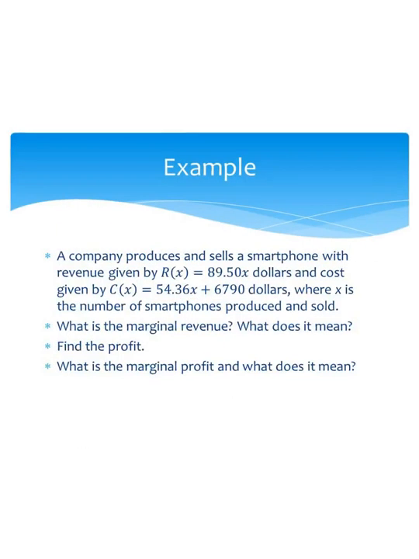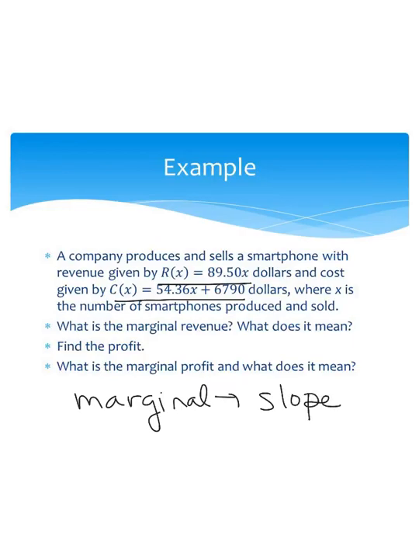Here's another one. A company produces and sells a smartphone with a revenue function given here and a cost function that's given here, where x is the number of smartphones produced and sold. What is the marginal revenue? Well, marginal revenue, or marginal, is another fancy word for slope. You're going to be asked sometimes for the marginal value or maybe fixed costs. Fixed costs would be your y-intercept.